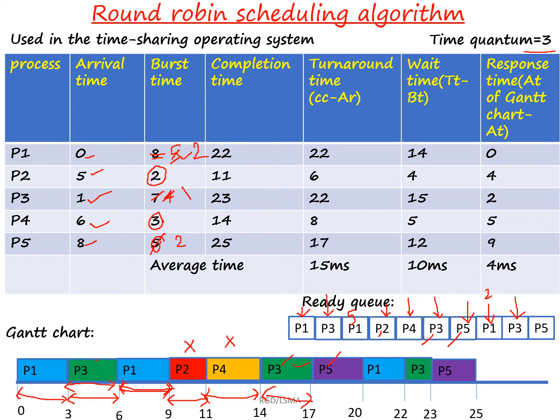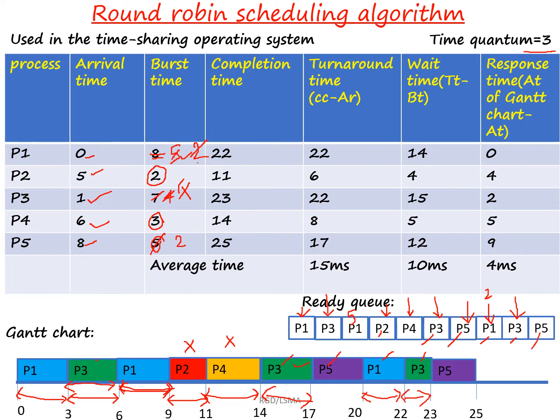After P5 you can call the P1 process. For the P1 process, the left-out time is only 2 units. So the CPU will execute only 2 units of time to complete the execution of the P1 process, from 20 to 22. After the P1 process, you can call the next process from the ready queue to the CPU. The P3 process will be executed by the CPU. The P3 process has only 1 unit of time left, so it will execute only 1 unit of time from 22 to 23.